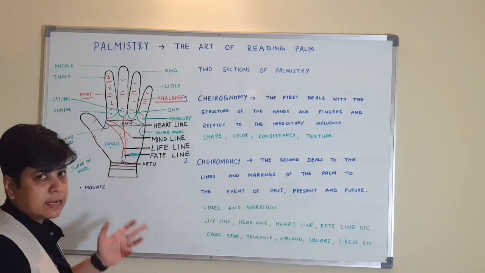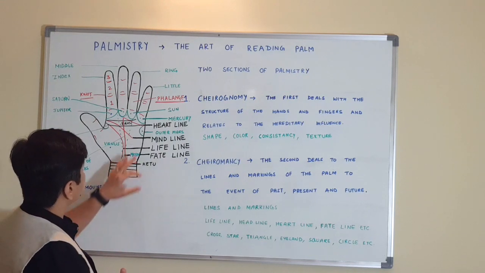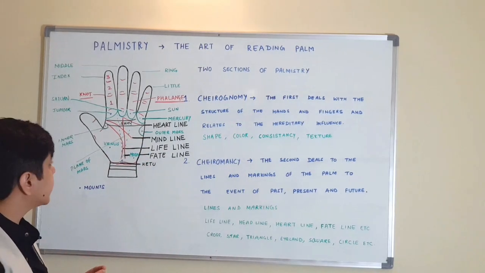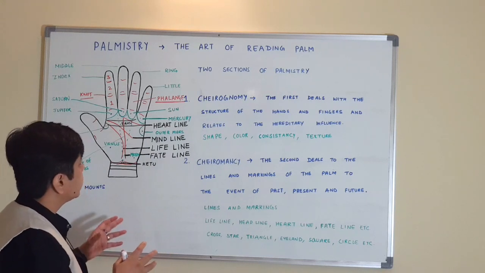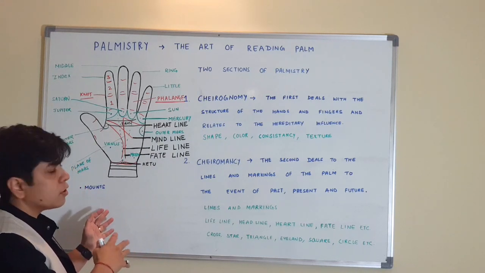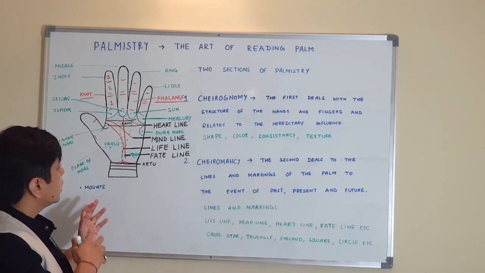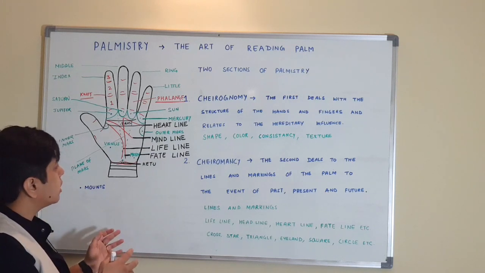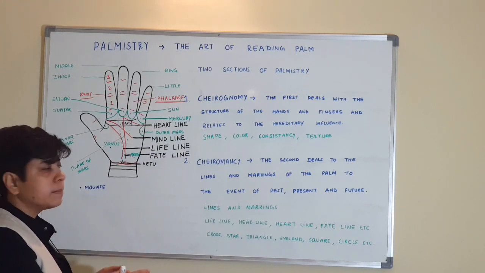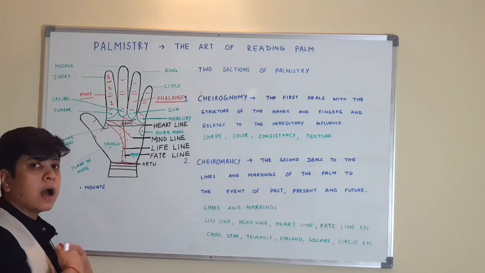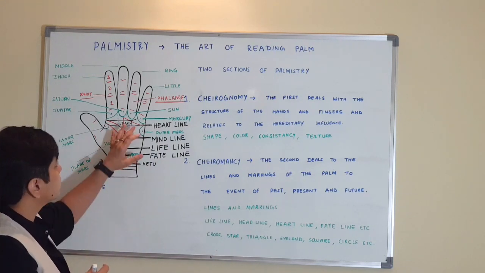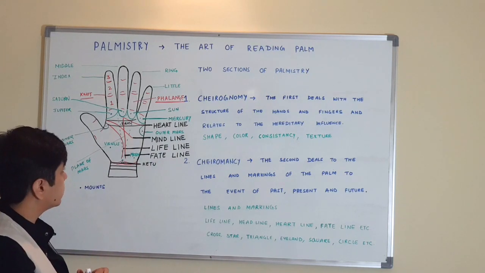It can differ from palm to palm. What does the heart line indicate? It indicates the emotional level of a person, how creative he is, how emotional he is, and in medical terms it indicates the fitness of the heart also. This line is also very important.